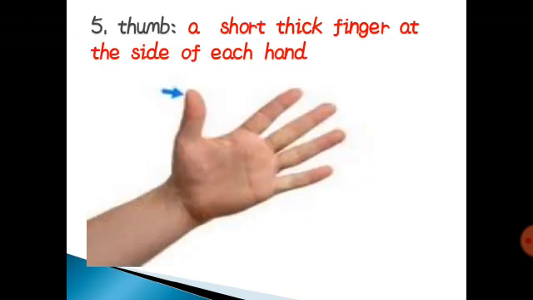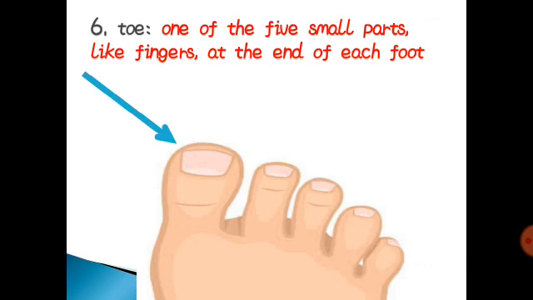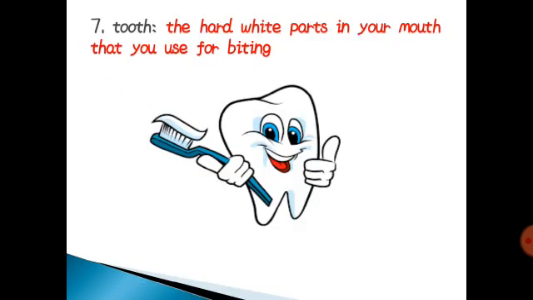Next word is thumb. Open your hand and then you will see a short, thick finger at the side of your hand. That's what we call a thumb. Let's move towards the next, which is toe. The meaning of toe is one of the 5 small parts like fingers at the end of each foot. Next word is tooth. The hard, white parts in your mouth that you use for biting.